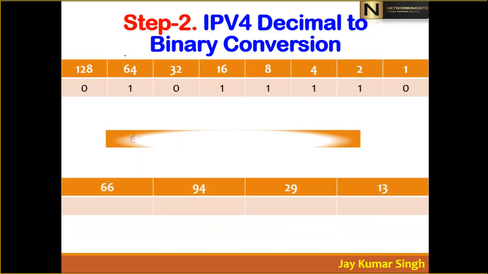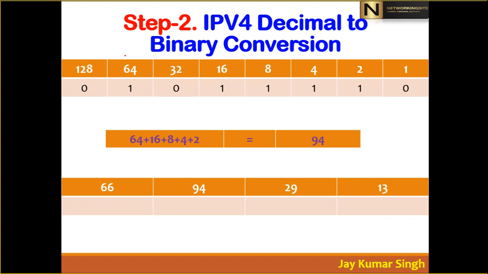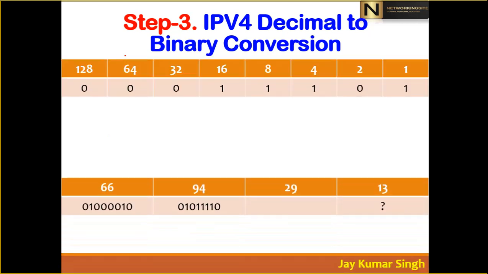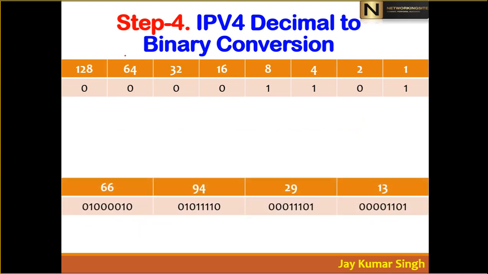For 94, we have 0, 1, 0, 1, 1, 1, 1, 0. Is it like this? Check. Yeah, perfect. Okay, for 29, we have 0, 0, 0, 1, 1, 1, 0, 1. Very good. And for 13, we have 0, 0, 0, 0, 1, 1, 0, 1.